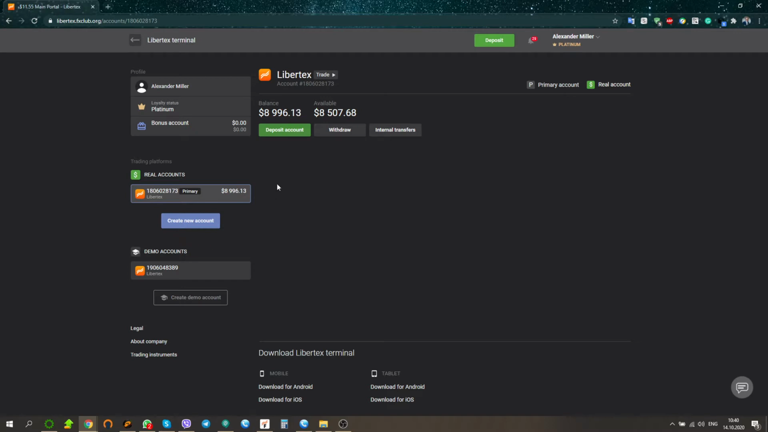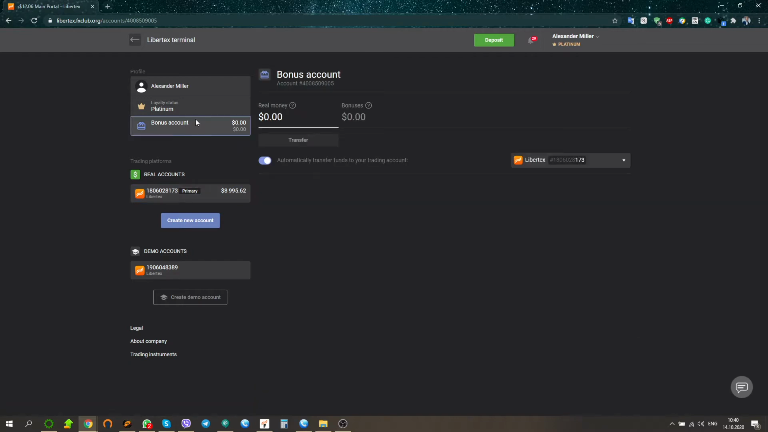When you are credited with these bonuses, you will see them on your bonus account, and to transfer this money to your main trading account, you should have for Libertex at least 80% of the money as real money and 20% as bonuses. For MetaTrader, this proportion will be 70% to 30%. For example, if you want to transfer $30 from your bonus account to your MetaTrader account, you should have at least $70 on this account.